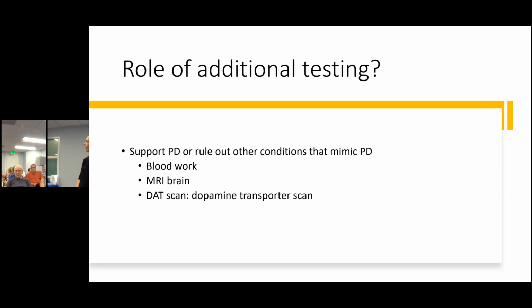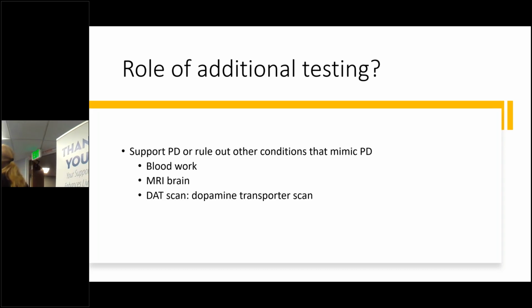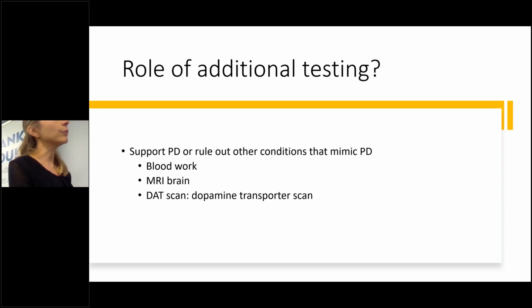An MRI brain is not necessary for the diagnosis, but you may see a neurologist order it if they're trying to rule out a mimic condition. They may also order it to rule out other things going on in the brain, okay? But you can't say, oh, my MRI was normal, I don't have Parkinson's, right? Now you guys know that. And then the DAT scan is that dopamine transporter scan that we talked about. It may or may not be a thing that we do. What would show up?